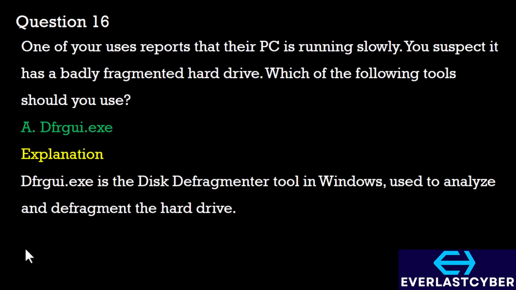The dfrgui.exe is the disk defragmenter tool in Windows, and it is used to analyze and defragment the hard drive. Usually, fragmentation occurs when files are split into many pieces and they are stored in different locations on the disk. And this can slow down performance because it means that the hard drive is disorganized. But by running the disk defragmenter, it can reorganize the fragmented files, and by doing so, it will improve the overall system speed.